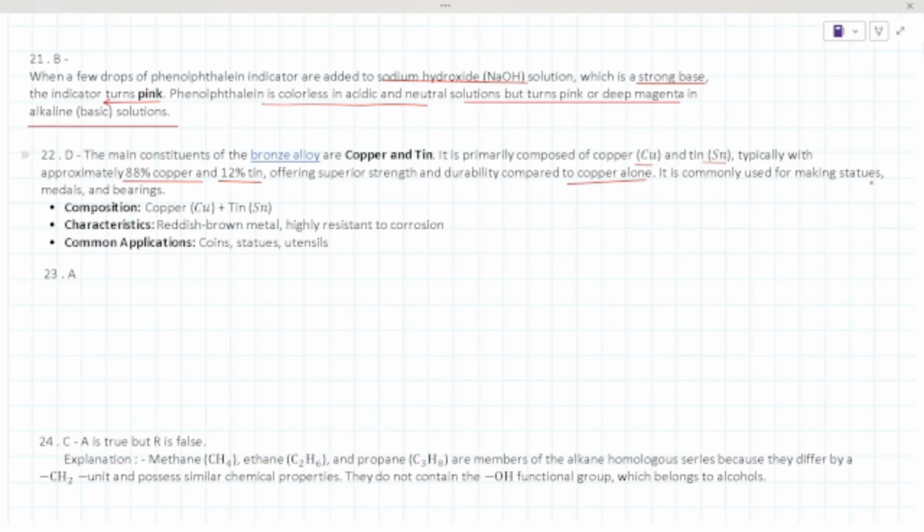It is used for making metals and bearings. Composition, as you can see here: copper plus tin. Characteristic: reddish brown metal and highly resistant. These are the additional information, so the concept becomes more clear. Now, common applications, the common uses of it: wine, statues, or you can say utensils.